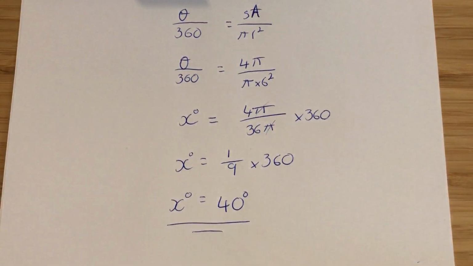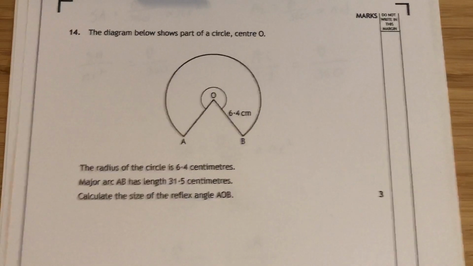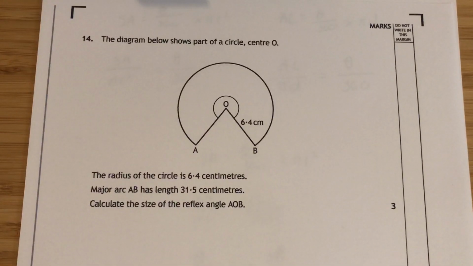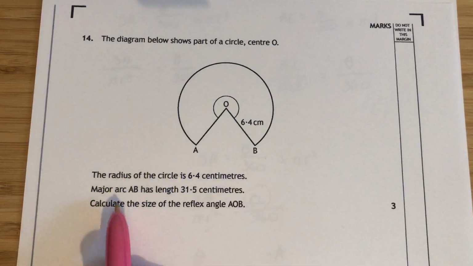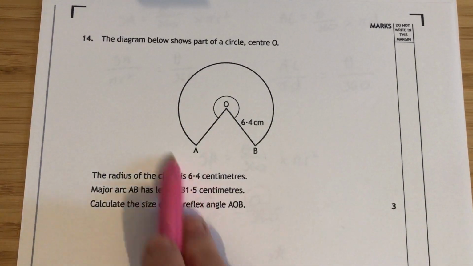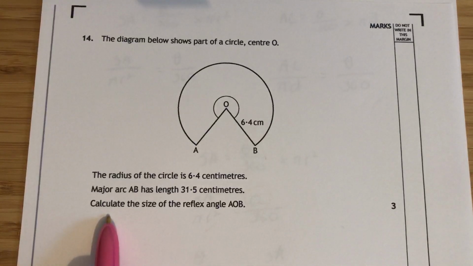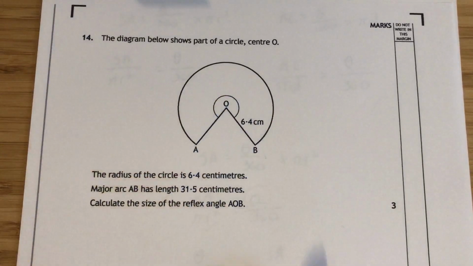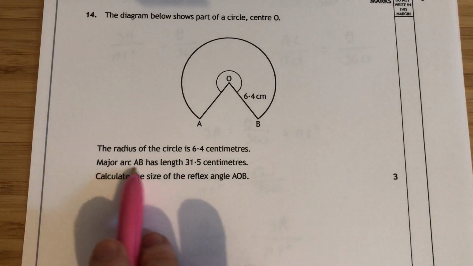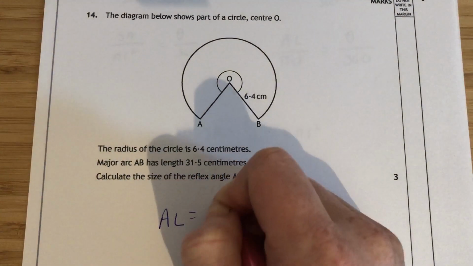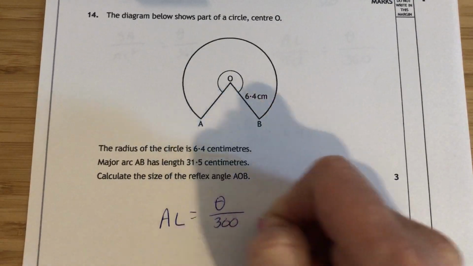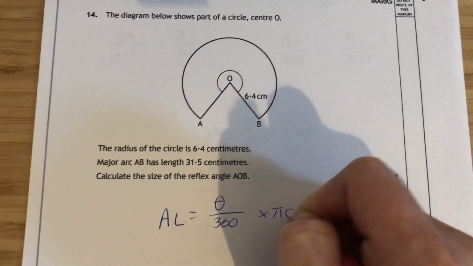Let's have a look at a past paper question. So here we've got the diagram below shows part of the circle, centre O. The radius of the circle is 6.4 centimetres. Major arc AB has a length 31.5 centimetres. Calculate the size of the angle. So we're calculating the size of the angle. This time we've been told the arc length, so we're going to use the arc length formula. Arc length equals theta over 360 multiplied by pi d.